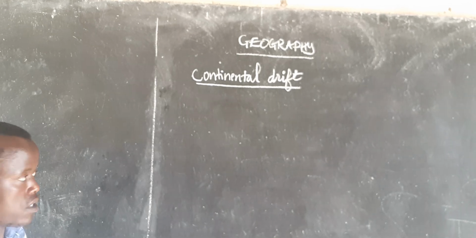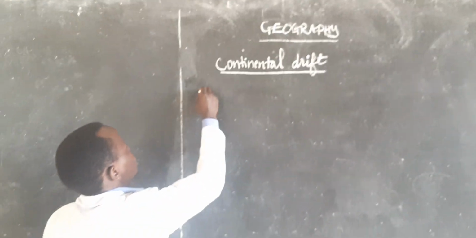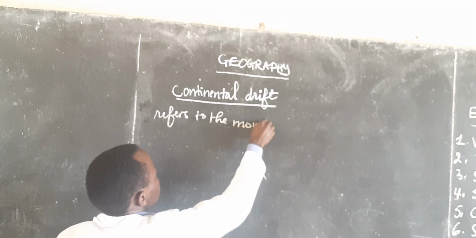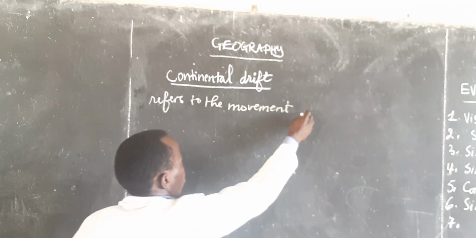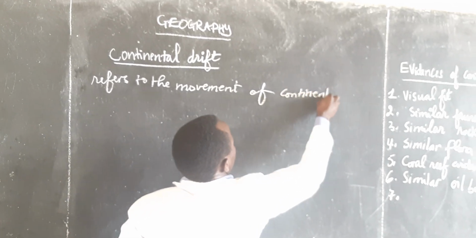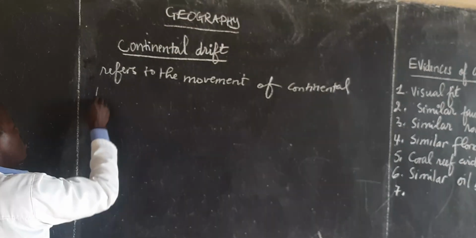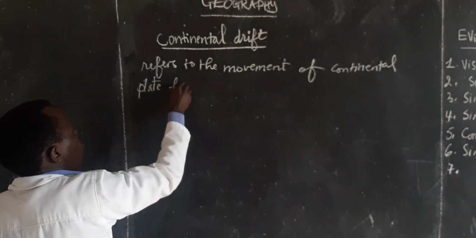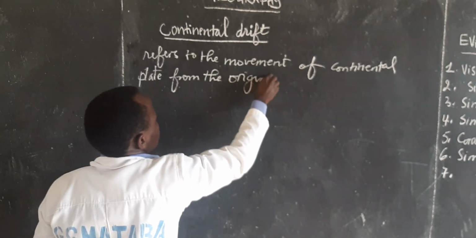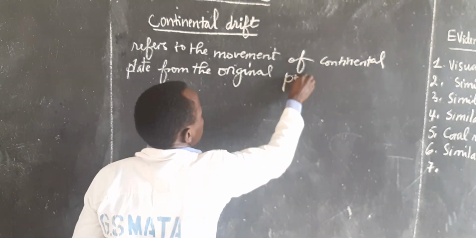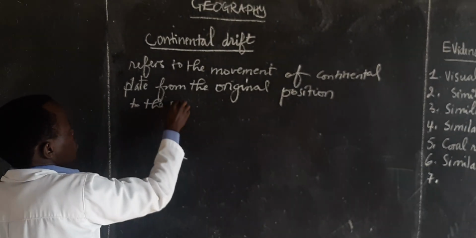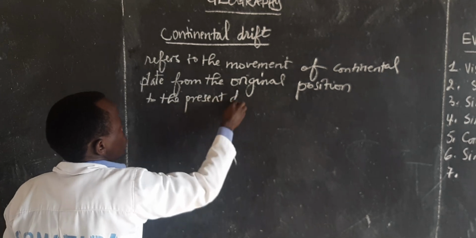As I have said previously, when we talk of continental drift, it refers to the movement of continental plates from the original position to the present day.